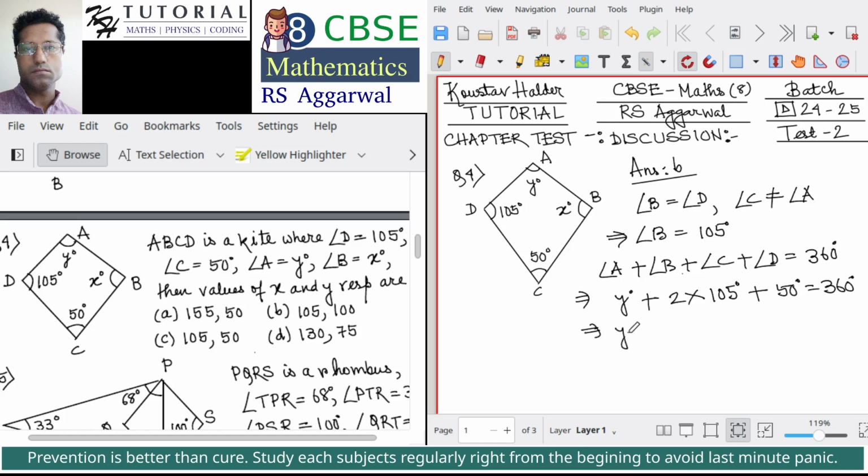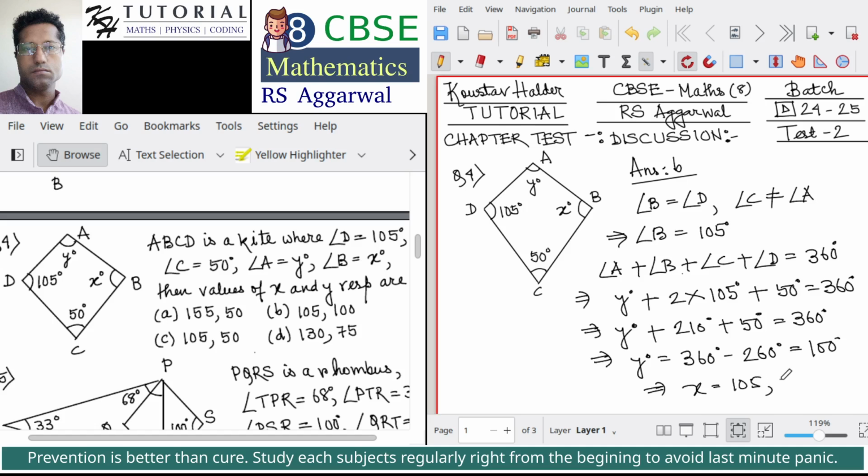So this implies y degree plus 210 degree plus 50 degree is equal to 360 degree. This implies y degree is equal to 360 degree minus 260 degree, which is 100 degree. So this implies x is equal to 105 and y is equal to 100. Hence B is the correct choice if you solve this problem by doing a visual interpretation.